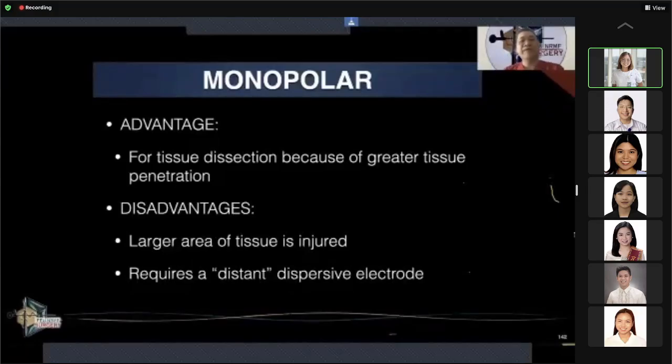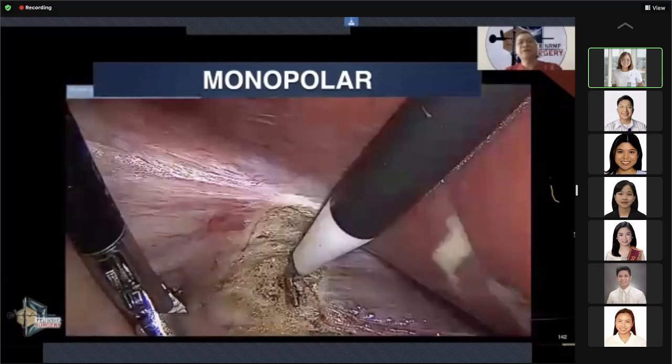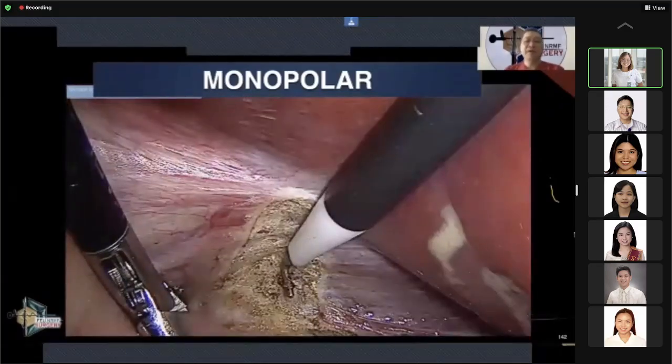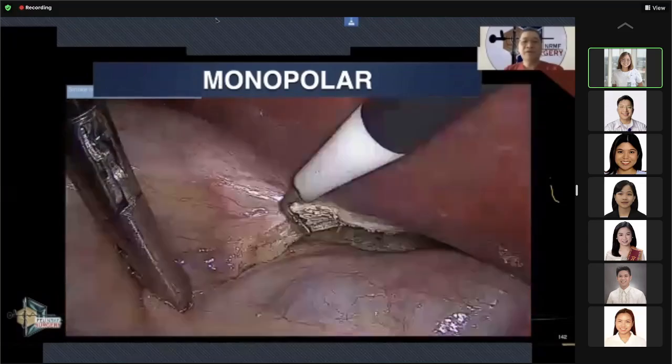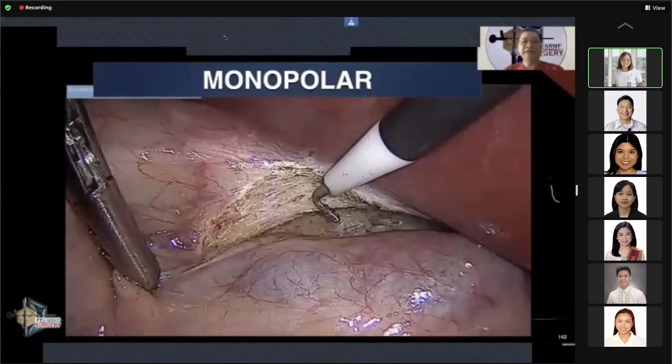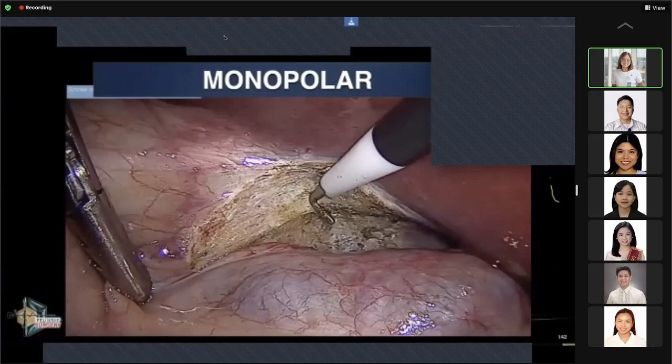So you have a circuit. This is an example of a monopolar system. As I've said, it's a circuit. Therefore, the current flows through the patient as well.